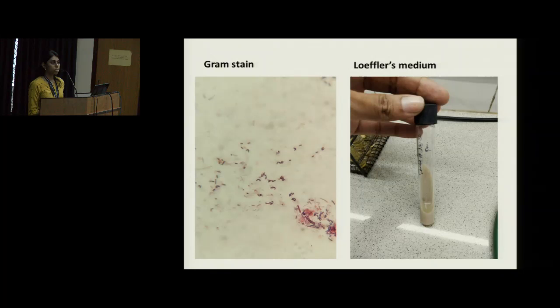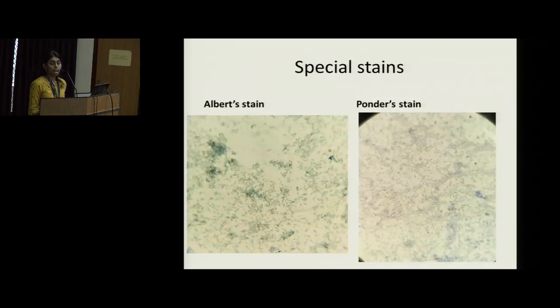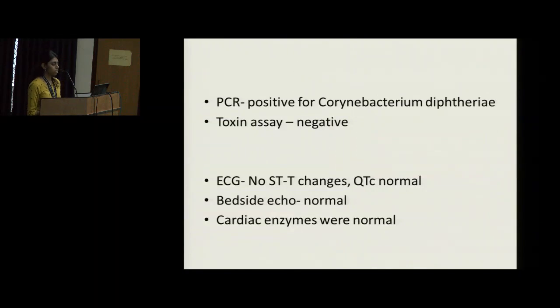And the low-fluorescence medium was subcultured and special stains were done. And this is the Albert stain, which is showing green bacilli with brown metachromatic granules, and Ponder's stain showing blue bacilli with pink metachromatic granules. So all this pointed towards Corynebacterium diphtheriae, and his PCR was positive for Corynebacterium diphtheriae. And his toxin assay, which was also done by PCR, was negative. His ECG did not show any ST or T wave changes. His QTc was normal. The bedside echo was also normal, and his cardiac enzymes were normal.